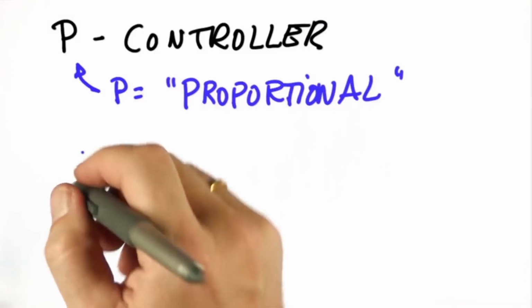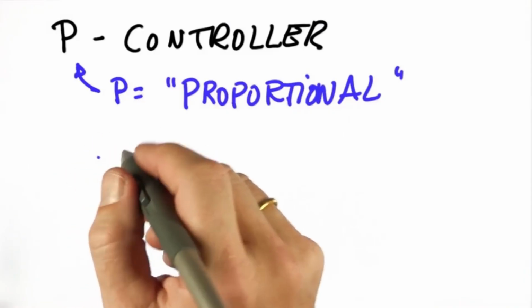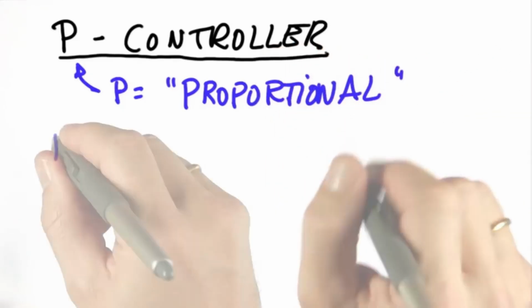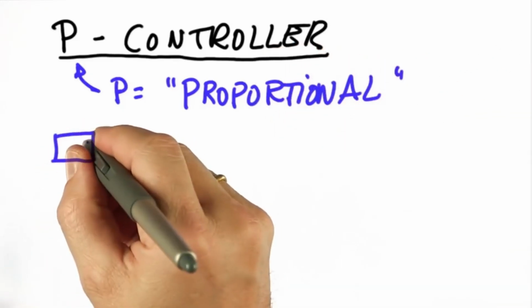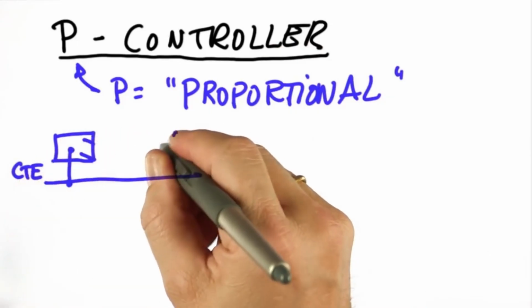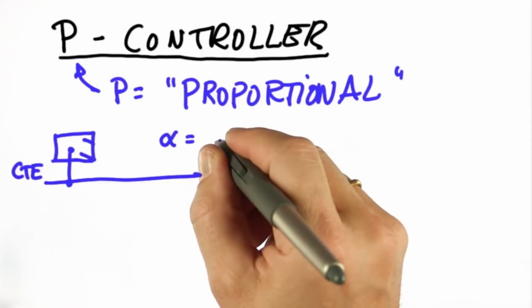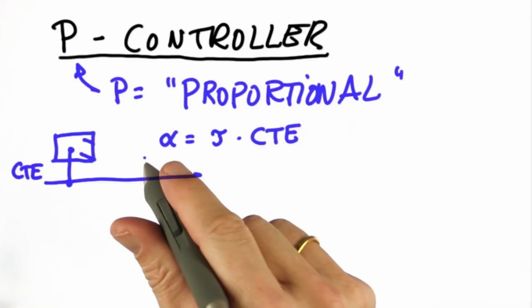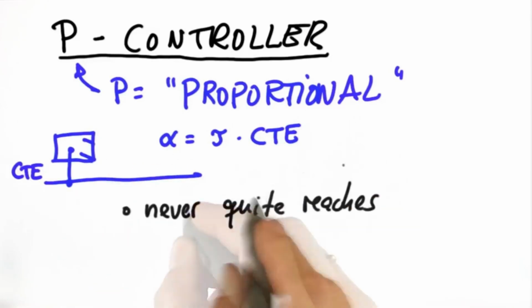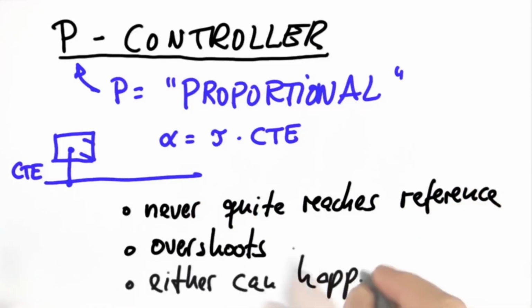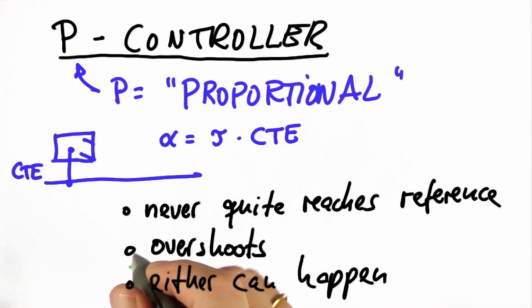And here is a really tricky question by which I want to test your intuition. One that doesn't have a unique answer, but it has a best answer. Suppose you do what I just said. You steer in proportion to the cross-track error. That is, your steering angle is proportional by some factor of tau to the cross-track error. What will happen with the car? It never quite reaches the reference trajectory. It overshoots. Or either can happen. And my answer is, it actually overshoots.